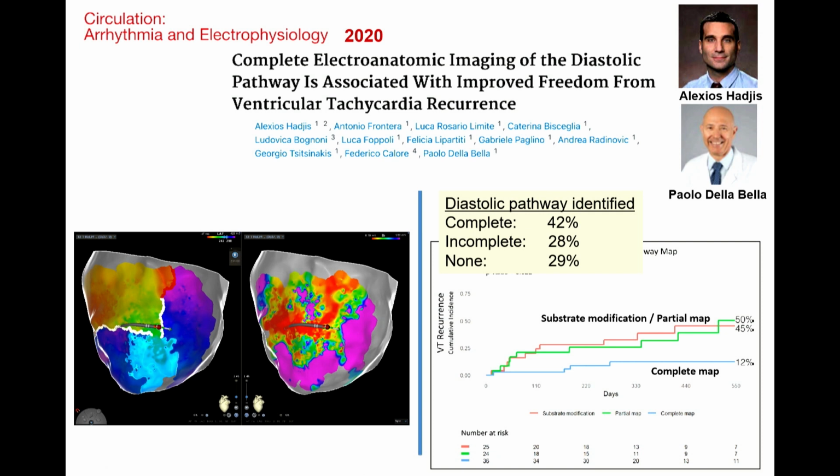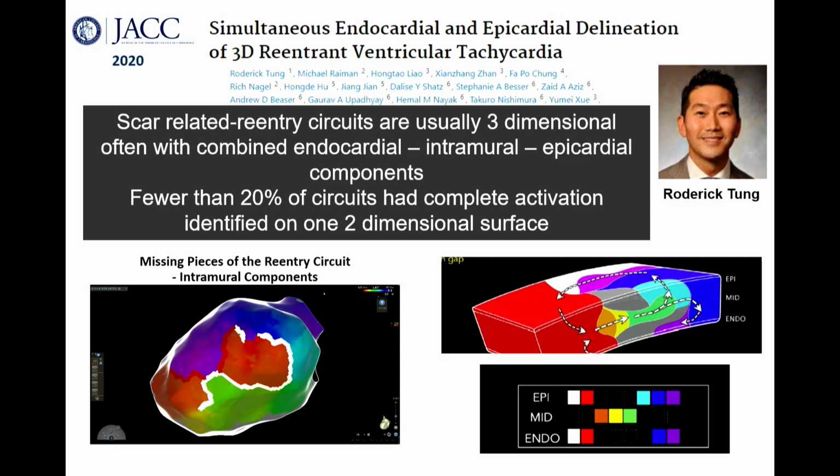And the mapping systems have become so quick that it's often now possible to define complete activation over a ventricular surface for many VTs. And Paolo Della Bella's group just recently reported that if you identify a complete reentry circuit, that circuit is likely going to be gone after ablation. That predicts a lower rate of recurrence. So there's still a role for mapping in VT and defining critical reentry circuits.